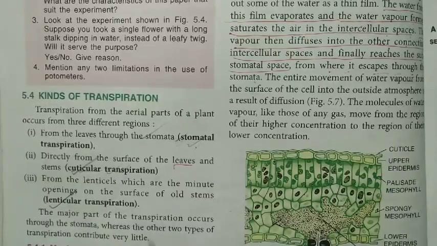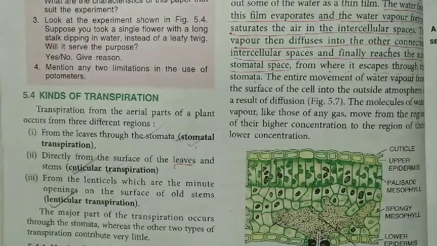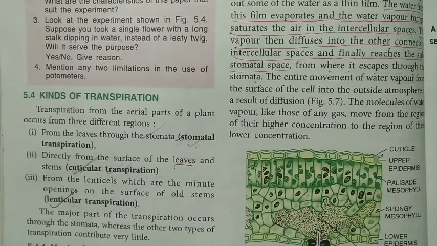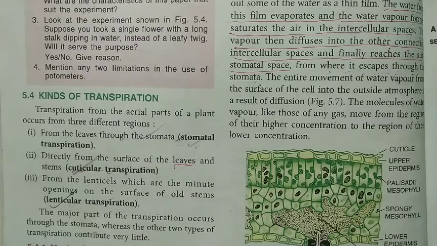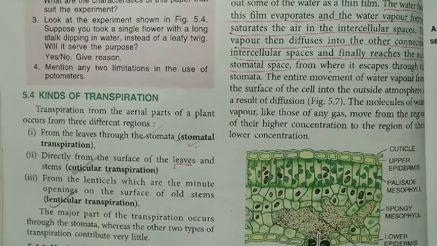Now the second one is cuticular transpiration. Cuticles are basically the waxy coating on the surface of leaves. About 5 to 10% of the water from the leaves is lost through cuticular transpiration. During dry conditions, when the stomata are closed, more water is transpired through the cuticles.